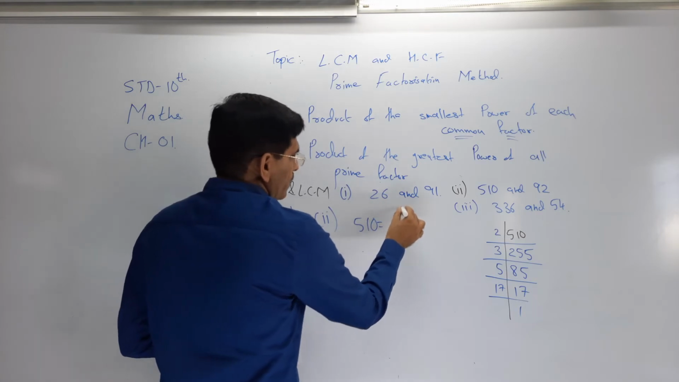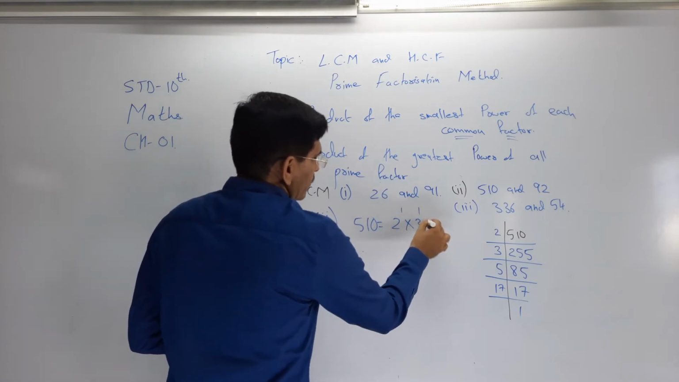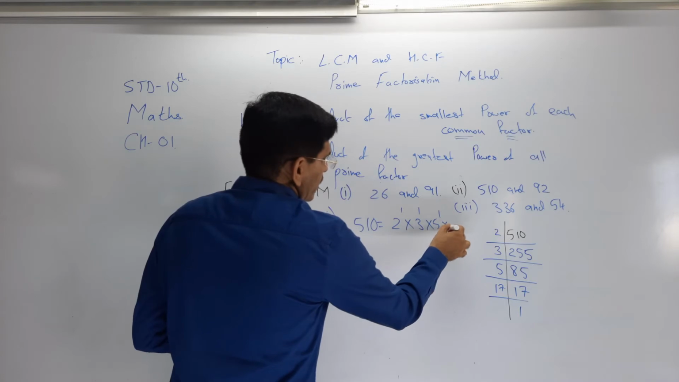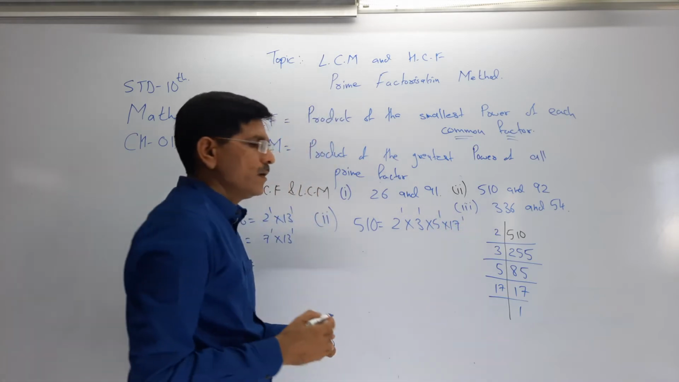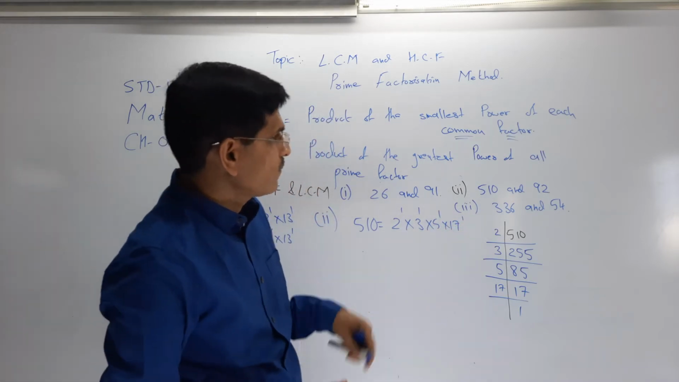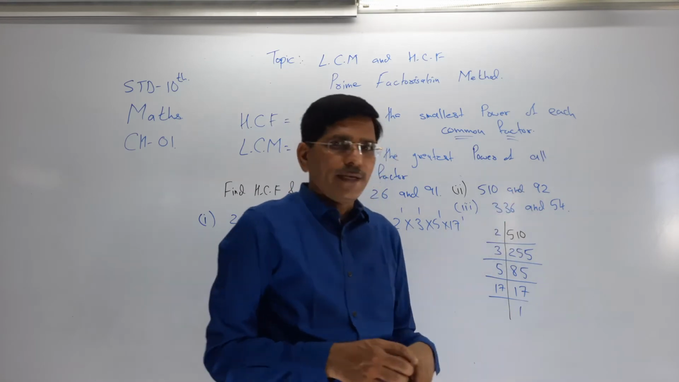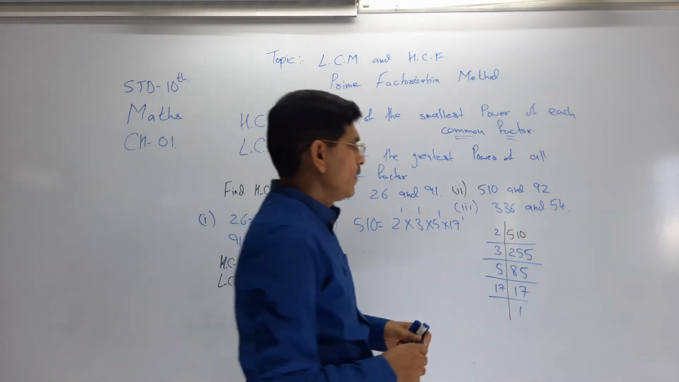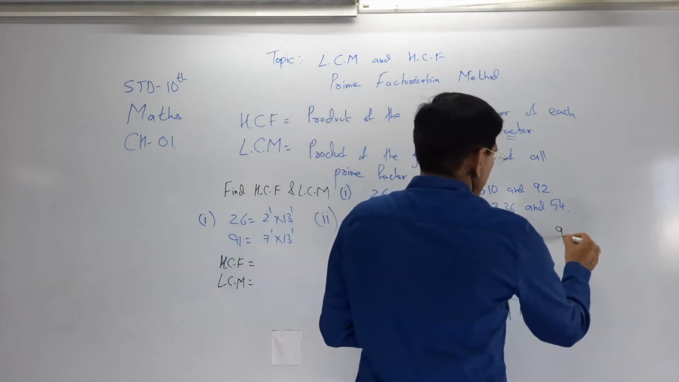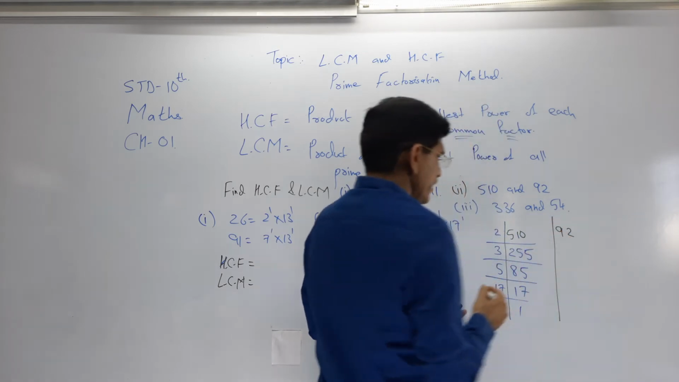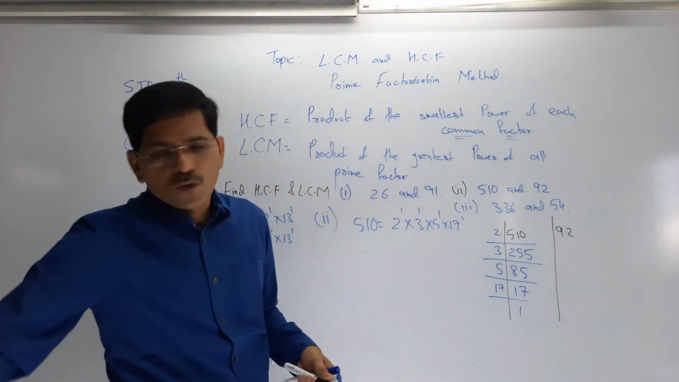510 is 2 to the power 1, 3 to the power 1, 5 to the power 1, and 17 to the power 1. All are prime factors. Now we go for 92. For 92, again the same way we have to go.